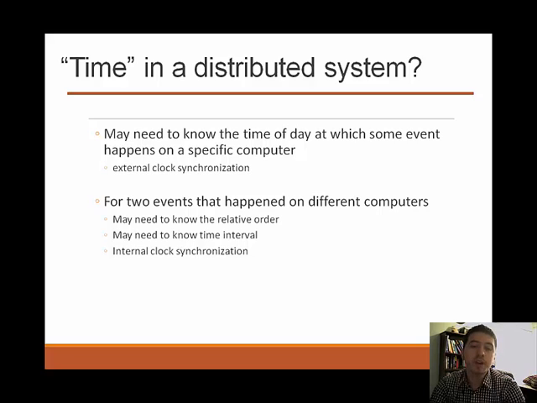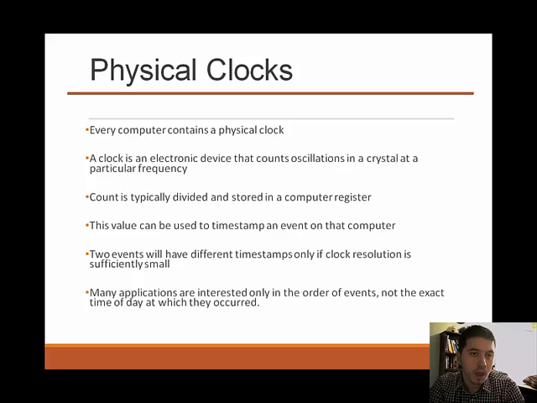Now, why do we need the time in a distributed system again? Well, we need to know for two events how they happened in relation to each other in two different computers in a distributed system environment. We might need to know the relation between them, when did they happen, what time interval, and how was their internal clock synchronization.